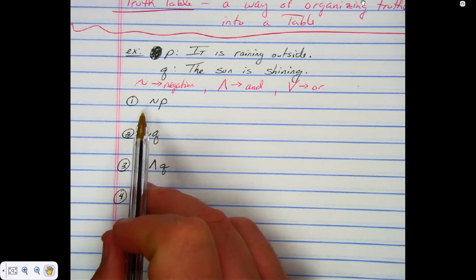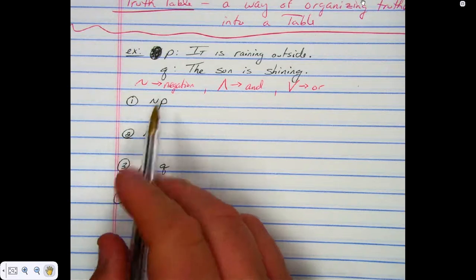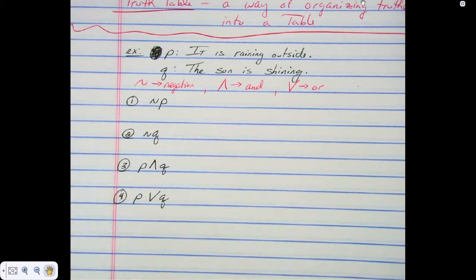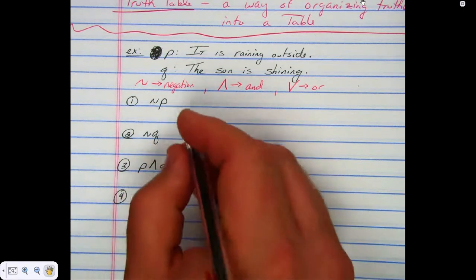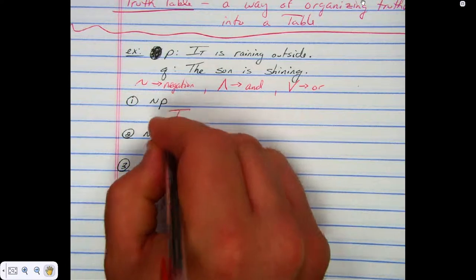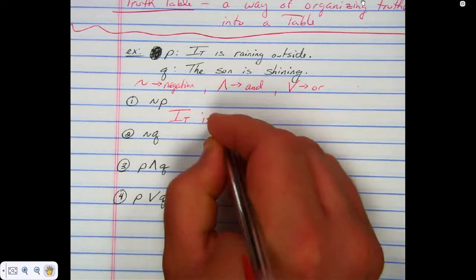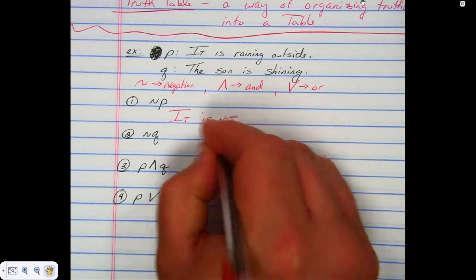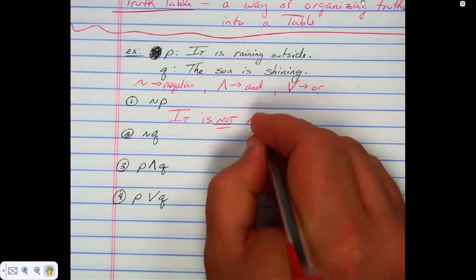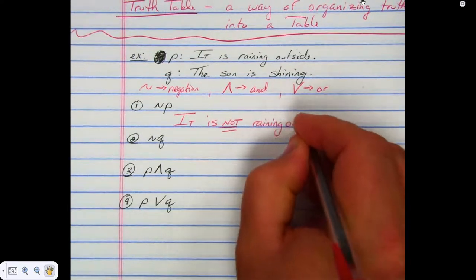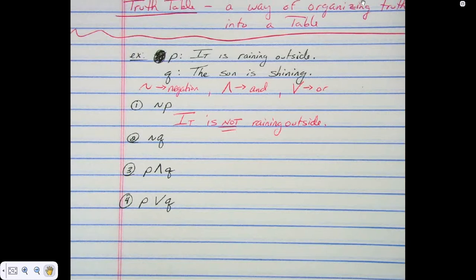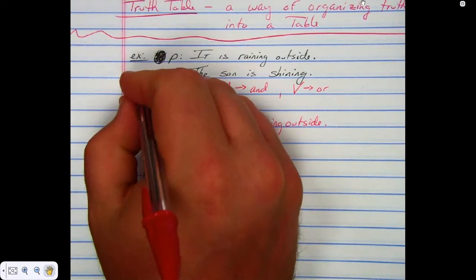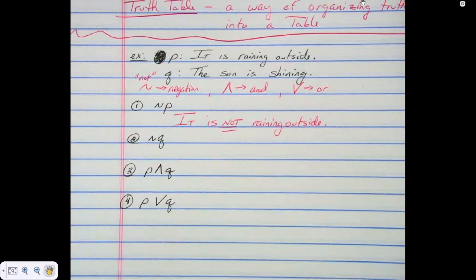Negation is the opposite, correct? I want you to write the negation of P. Can anybody tell me what that would be? Q. No. It is sunny outside. Don't make things harder than what it is. It is not raining outside. I mean, when it's all said and done, isn't that? You know what another word for this is? Not.